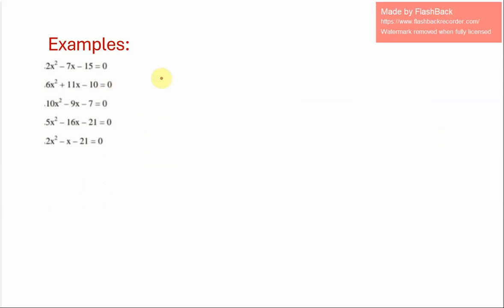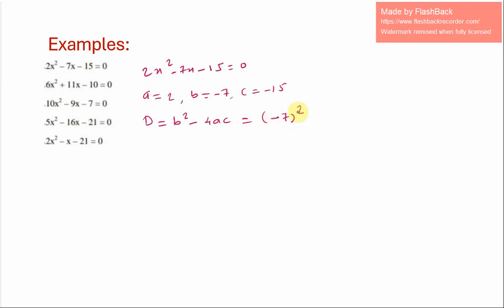Consider the example equation 2x square minus 7x minus 15 equals 0. For this equation, we have a equals 2, b equals minus 7, c equals minus 15. First, to decide the nature of roots, we will solve the discriminant, that is b square minus 4ac: minus 7 square minus 4, a is 2, c is minus 15.